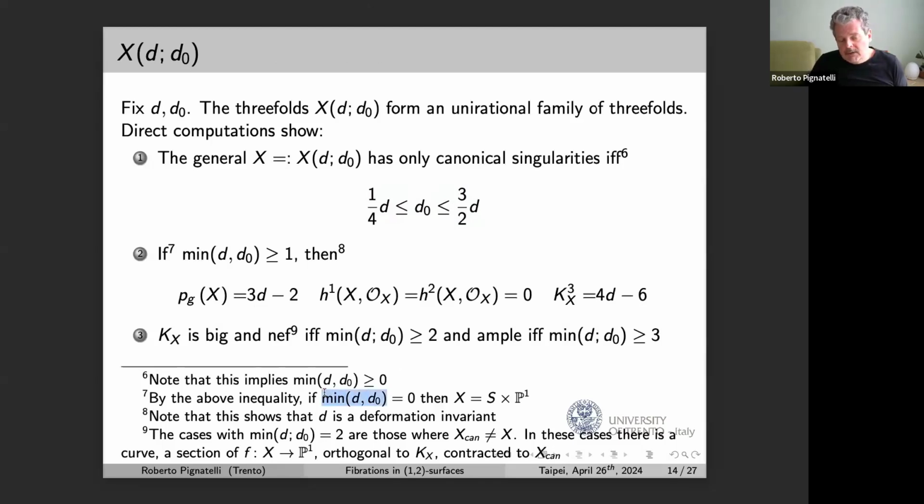And so here, the minimum among these two numbers is a good choice, and allows me to write the next results nicely, but the reason is that it has a geometrical meaning, which I'm going to explain. So we know that these two numbers must be non-negative, and it's easy to see that if the minimum is 0, then they are both 0. In this case the threefold is not interesting, because it's P1 times a fixed surface, so it has negative Kodaira dimension. It's not of general type, and of course it's a simple product. It's the simplest fibration you can think of. So this should appear somewhere, and it appears here. So let me remove this little case, and from now on the minimum is at least 1.